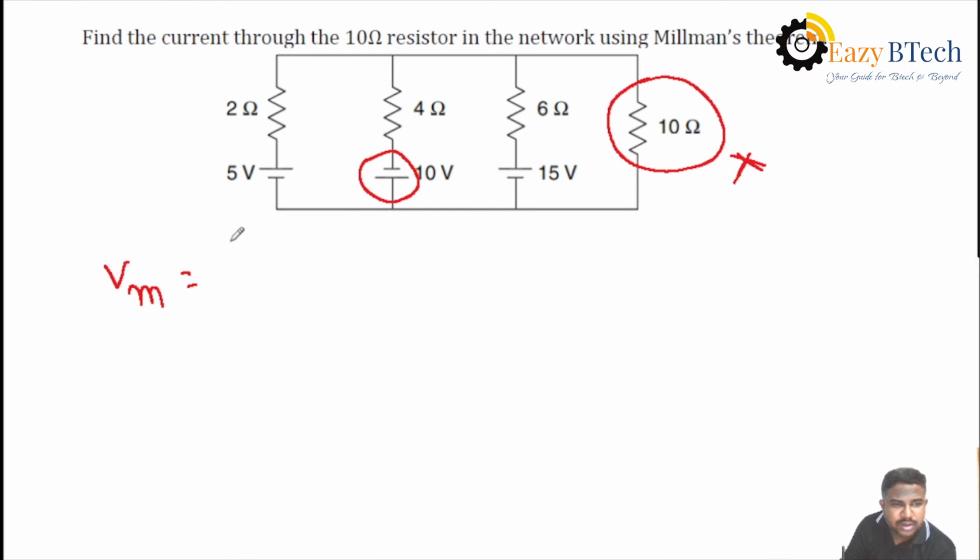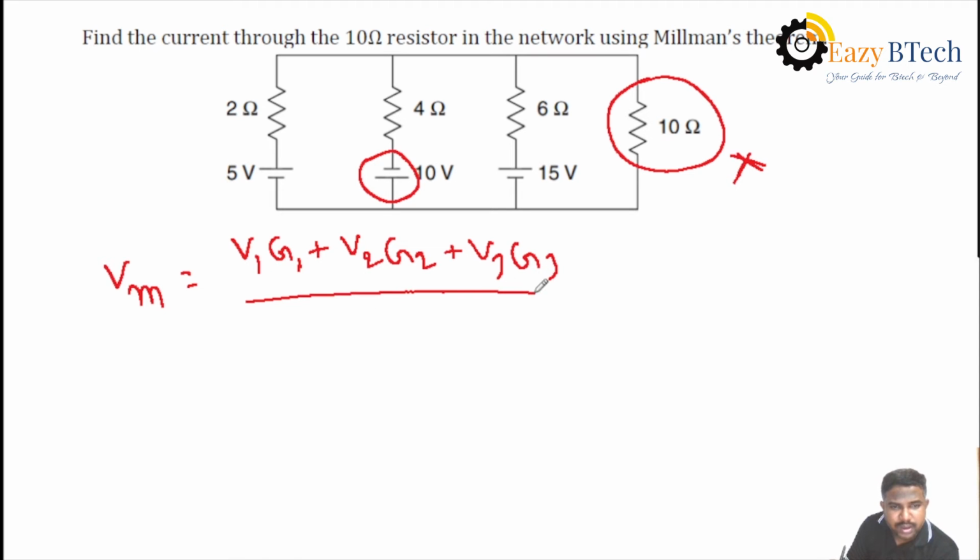Then what is the formula here? We know how many sources are in the problem. We have three sources. That's why Vm equals V1 G1 plus V2 G2 plus V3 G3, divided by G1 plus G2 plus G3. Then what is the value of V1? That is 5 into G1 value, which is 1 by 2.